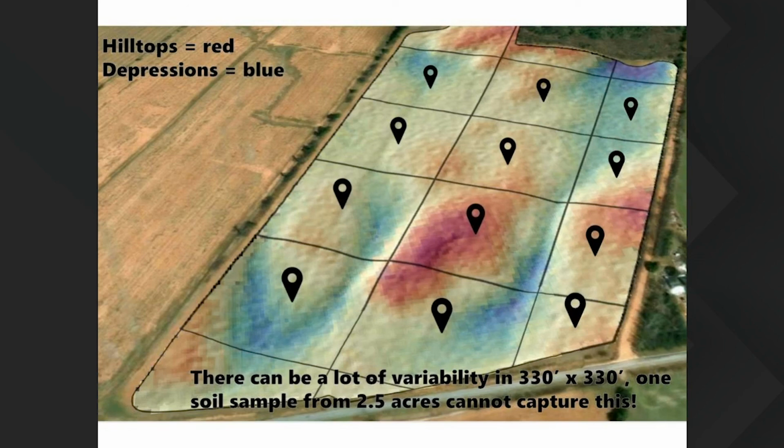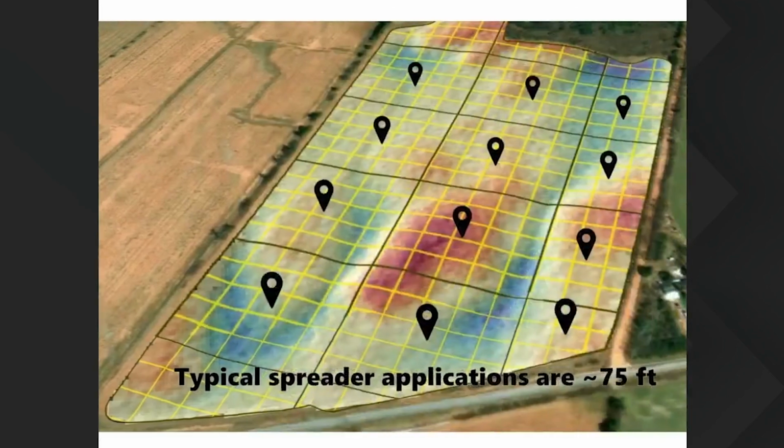So even within one grid cell, you have quite a bit of variability there. It's really not possible to capture that with just a straight grid sample from the center. But with SWAT maps, we try and capture that and represent that a little bit in the prescription, which I can chat about later on in this presentation. And then for context, I drew on what a typical spreader application width for something like granular fertilizer would be there.